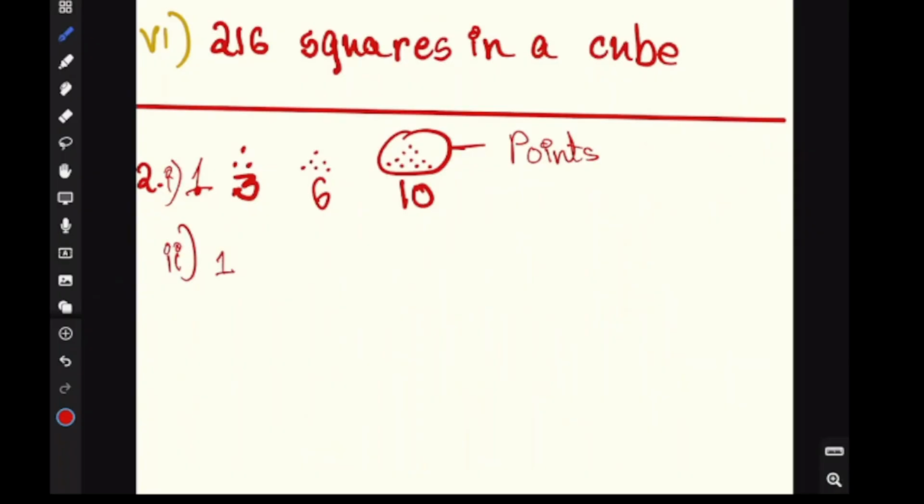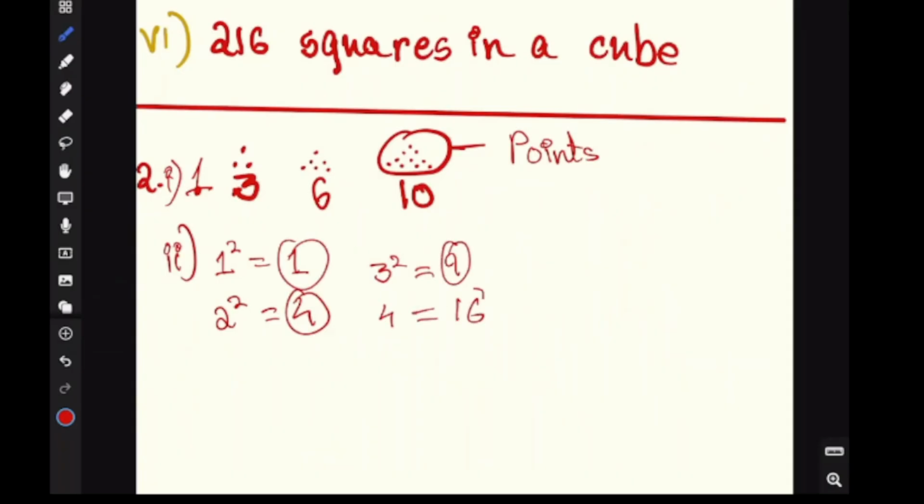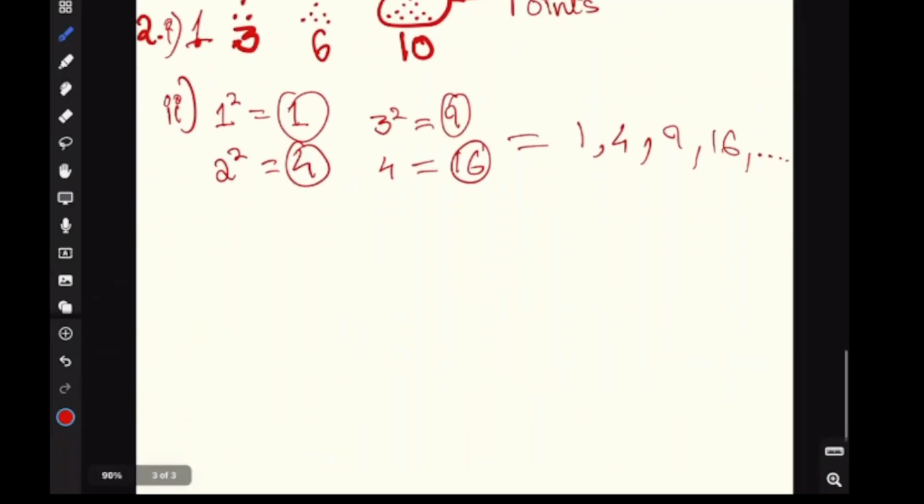So what is 1 square? 1. What is 2 square? 4. What is 3 square? 9. So in this way the square numbers are 1, 4, 9, 16, 25. What is 4 square? 16. So these numbers are known as the square numbers, means 1, 4, 9, 16 and continuation. Understood? Now let's move to the third part of the question.